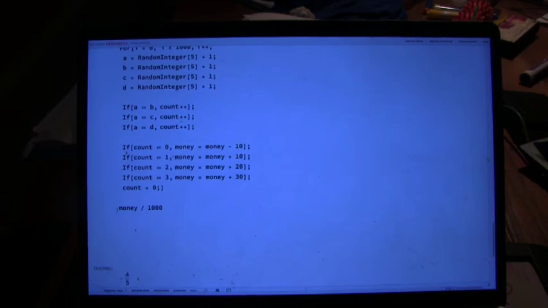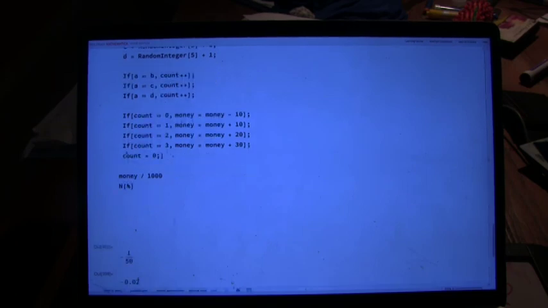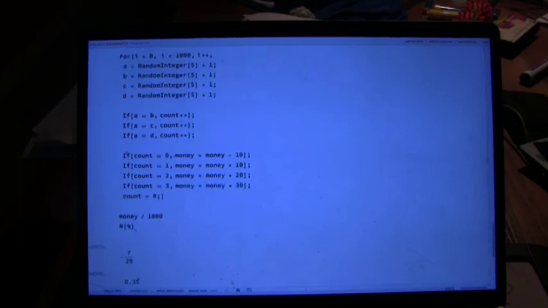Which is 0.8. Okay. We only got 1/50th. That one's around. Yeah, so it's bouncing around a lot.